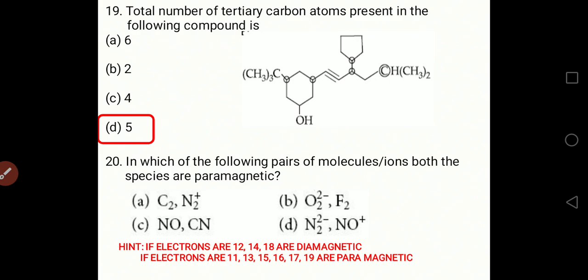Now you calculate. In case of C2, C is 6 into 2, that is 12. So leave it. F2, 18, leave it. B option also wrong. C option you can see, CN is 6 plus 7, 13. NO is 7 plus 8, 15. 15 plus 13 means paramagnetic only, because both are odd electrons. So hence the answer is C.